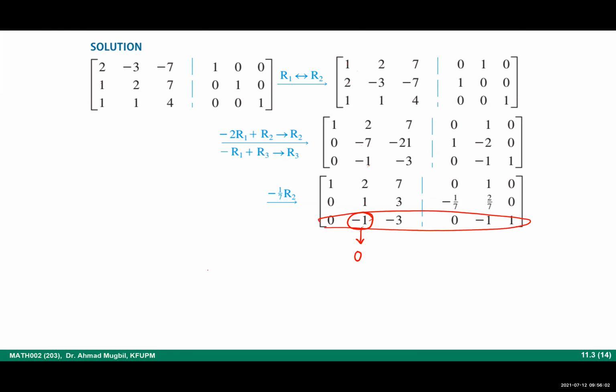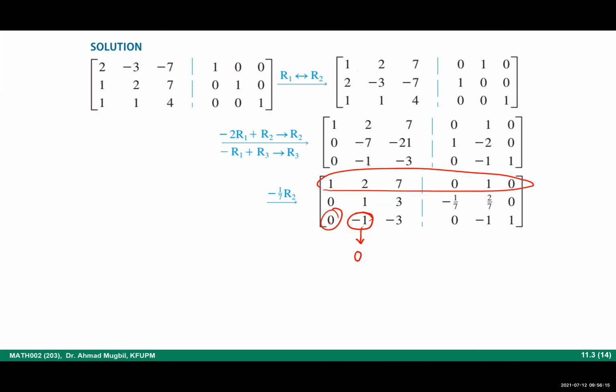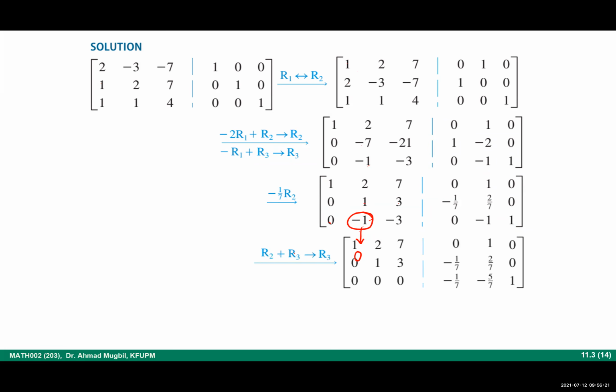We need to change this row now. Which row will we use? Row number 1 or row number 2? Row number 2. Do not use 1, because if you use 1, you will get here not 0. Be careful. Khalas. So we will use row number 2. We will say row number 2 plus row number 3, and this will give us what? This will give us 0, 0. Here you will have these numbers.